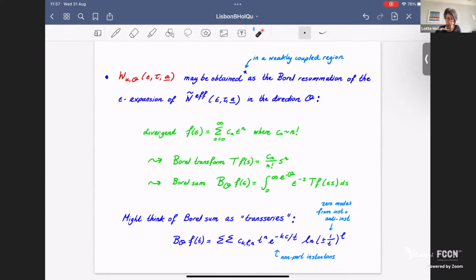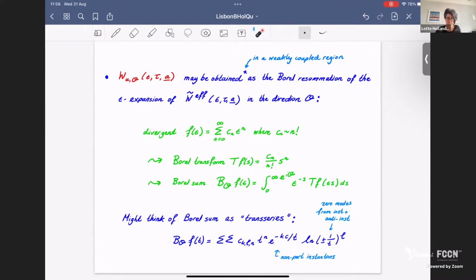So we might think of this Borel sum as some kind of trans-series, where not only we have powers in epsilon, or in t in this notation (this t is the same as the epsilon above), but also we have other kinds of contributions corresponding to, in physics, what you would call non-perturbative instantons, and there might be some log expression which corresponds to zero modes if we have instanton anti-instanton collisions.